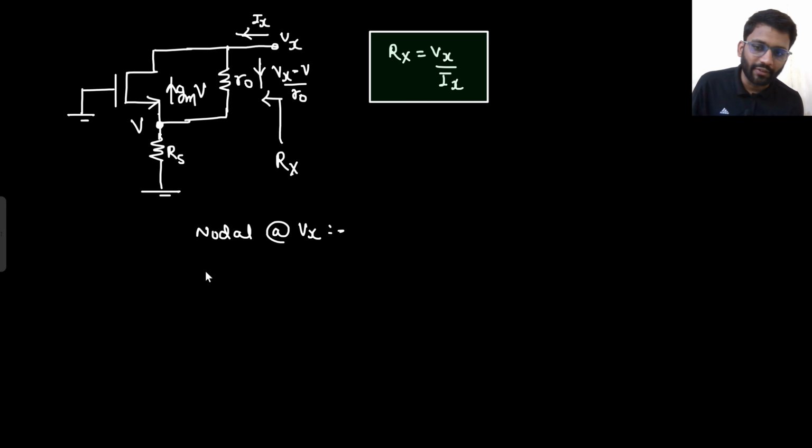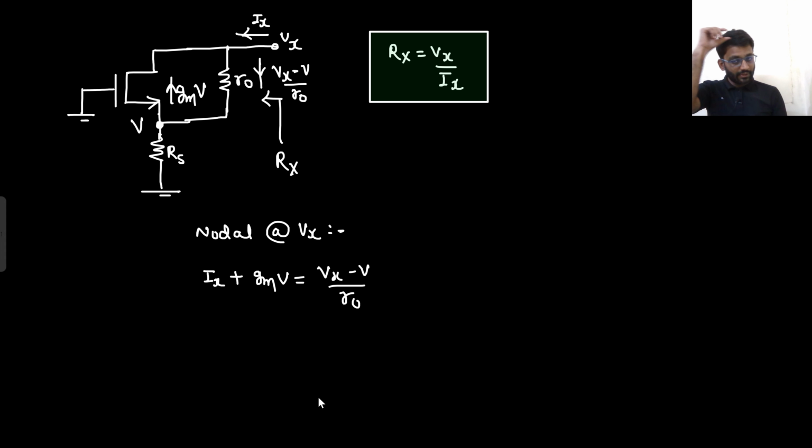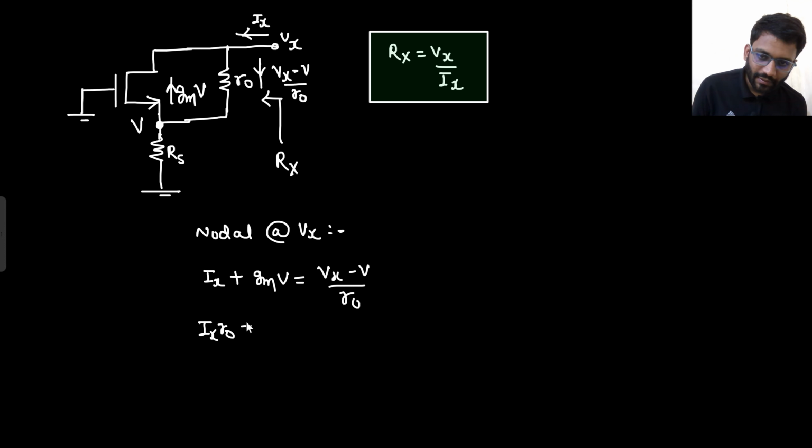So what will be the equation? Ix plus GmV is equal to Vx minus V by R0. This is the Ix current, this is the GmV current. Say yes or no. Agreeing to this point? So I can write Ix into R0 plus Gm R0 into V is equal to Vx minus V. This is our equation 1.